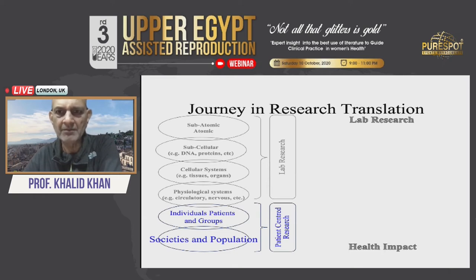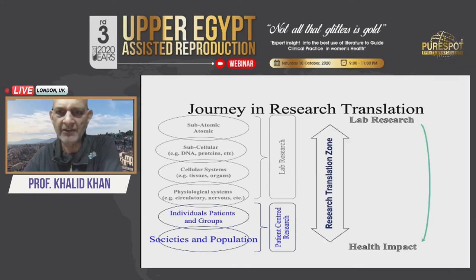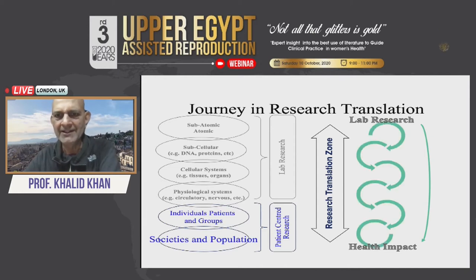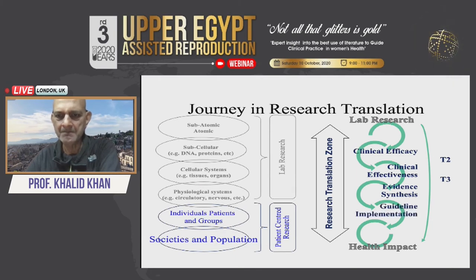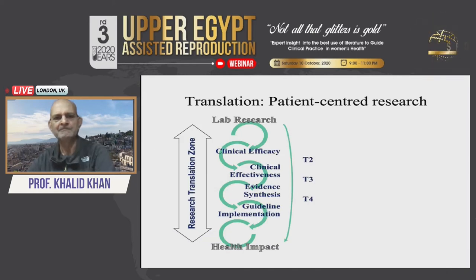So the journey from basic research to applied research is called research translation, or the zone between the two is called the translation zone. And this is a long journey. It affects clinical efficacy, then effectiveness. Then it puts all the trials through evidence synthesis or meta-analysis into what will ultimately be guidelines. And then with these guidelines, it's possible to inform practice and move forward.